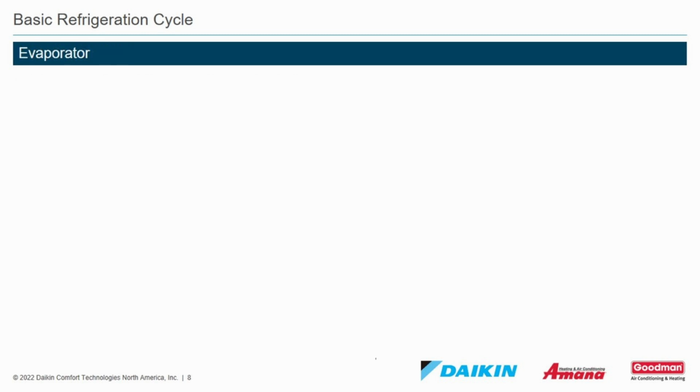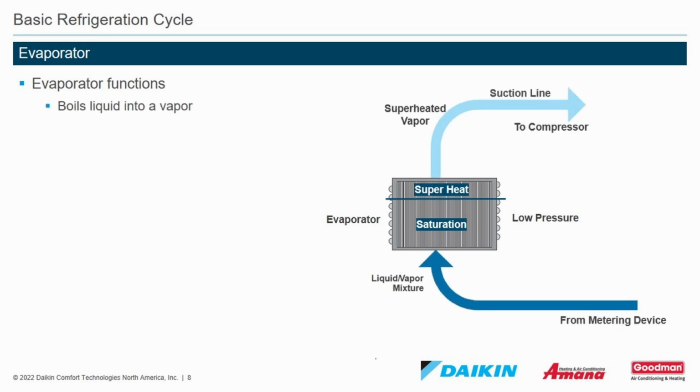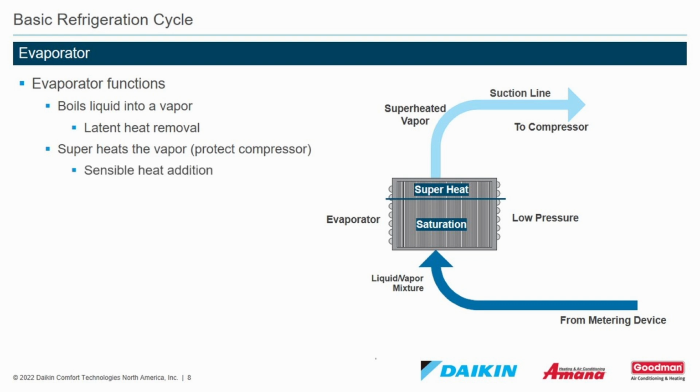So now let's discuss the evaporator. The functions of the evaporator are to boil or flash liquid refrigerant into a vapor, remove latent heat from the refrigerant, superheat the vapor to protect the compressor, and add sensible heat to the refrigerant.